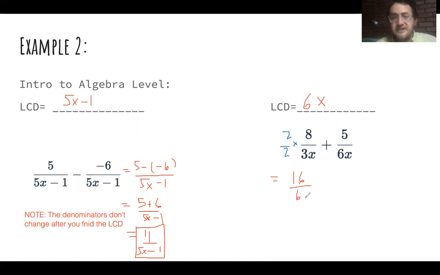So it's going to be 16 over 6x plus 5 over 6x. And the 6x stays as the common denominator. And then 16 plus 5 is equal to 21. And that's our final answer.